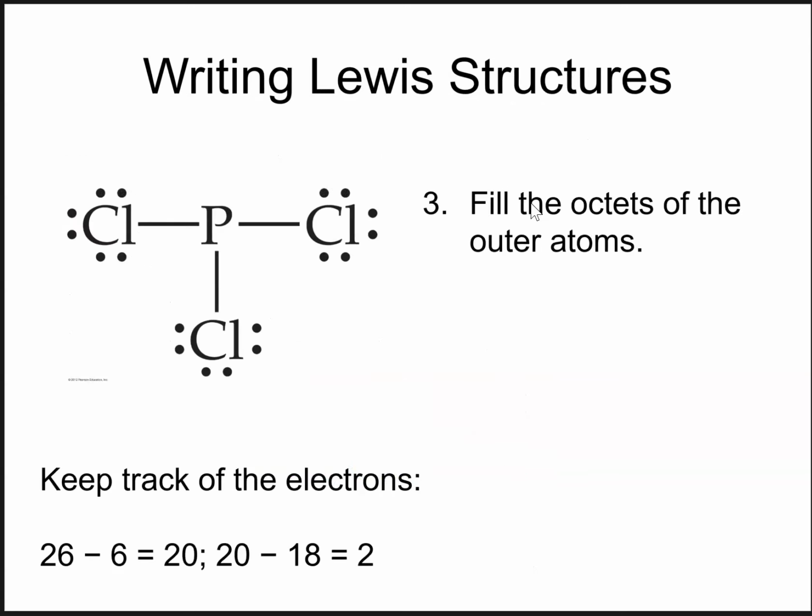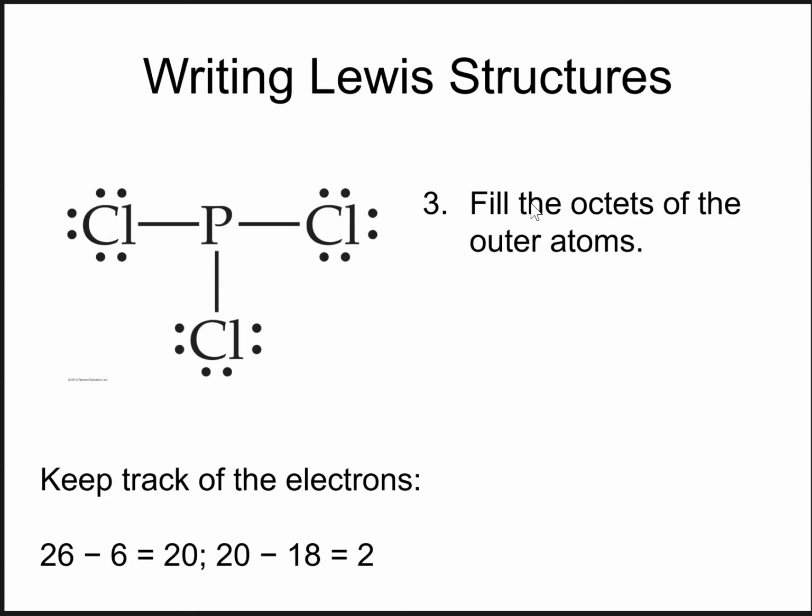Now, every atom is trying to be like a noble gas. That is, it wants to have 8 valence electrons surrounding it. So what we do is we first tie the atoms together using bonds. The phosphorus is connected to the 3 chlorine atoms by drawing a single line between them. Each line represents 2 electrons, so we've used 6 electrons so far.